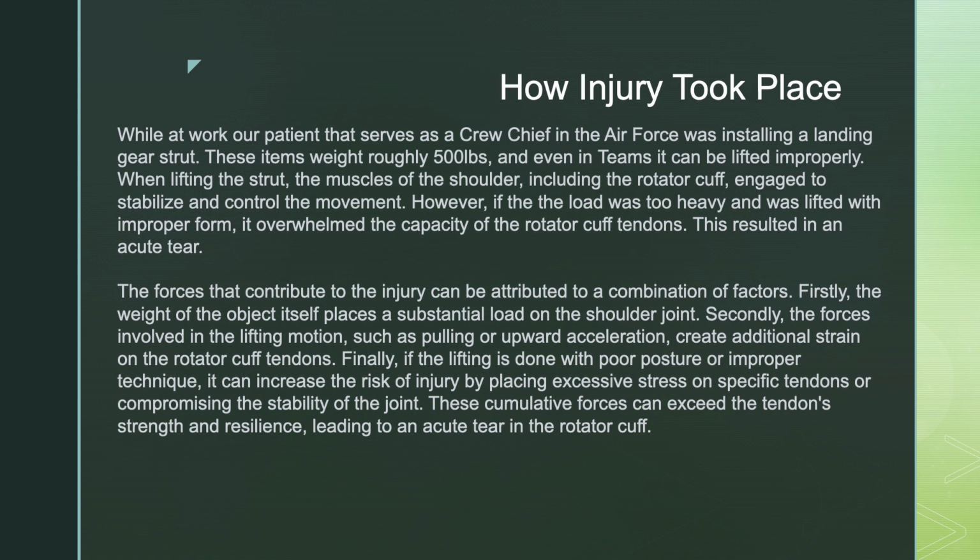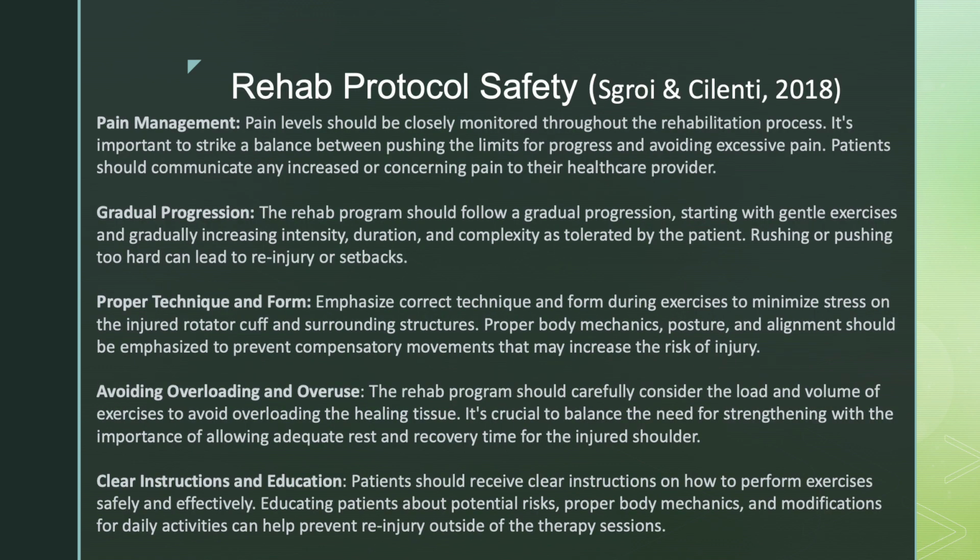The forces that contributed to this injury can be attributed to a combination of forces. First, the weight of the object itself places a substantial load on the shoulder joint. Secondly, the forces involved with the lifting motion, such as pulling and upward acceleration, create additional strain on the rotator cuff. Finally, the lifting that was done improperly placed excessive strain on these specific tendons, and it compromised the stability of the joint. All these forces together are what cause the acute rotator cuff tear.